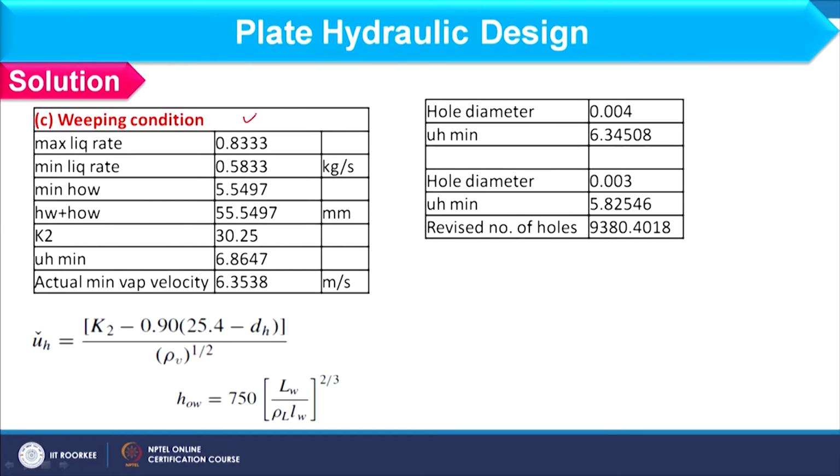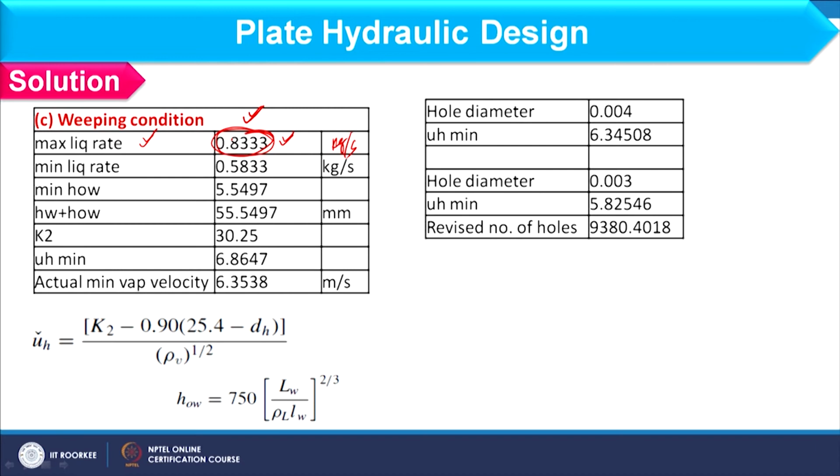So as far as this weeping condition is considered, we have to check. We have to take the flow rate which is available at the top. So maximum liquid flow rate we can obtain like this: 0.8333 kg per second. This is based on the flow rate of liquid which is available in the top section, that is above the feed, right.